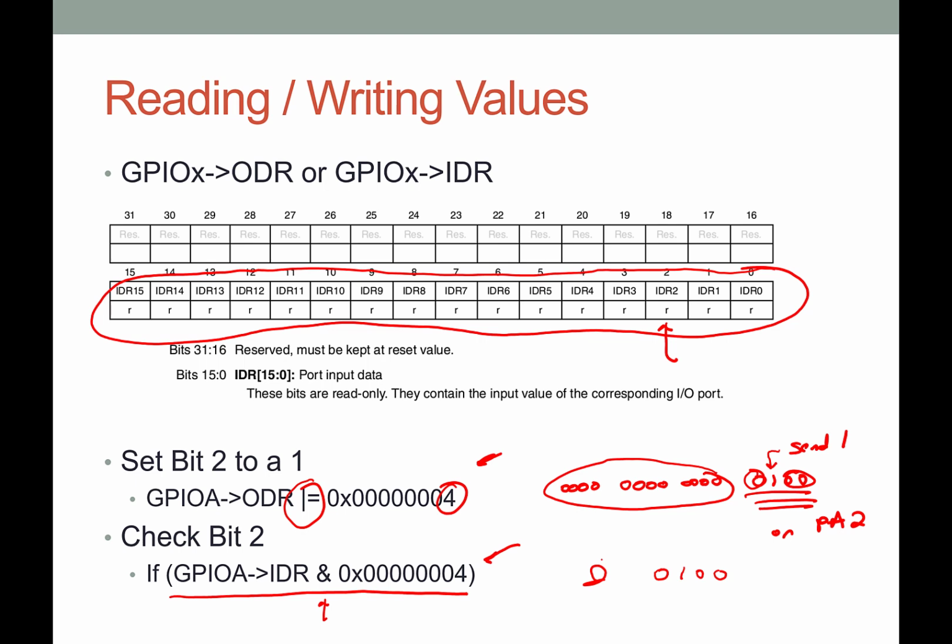Well, if we AND that, and this bit is a high, and that port 2 bit is also a high, then what happens? We get a true out of that. And if that's true, then we can execute code based on that. If it's false, then that means it's a 0, and we can execute code based on that. So that's how we would check those bits.